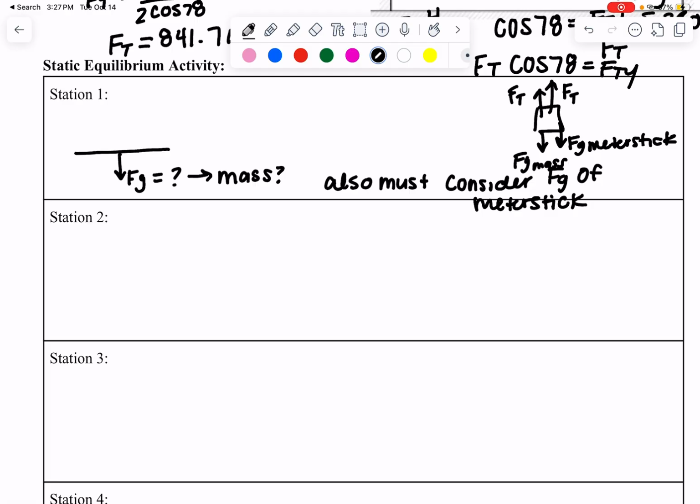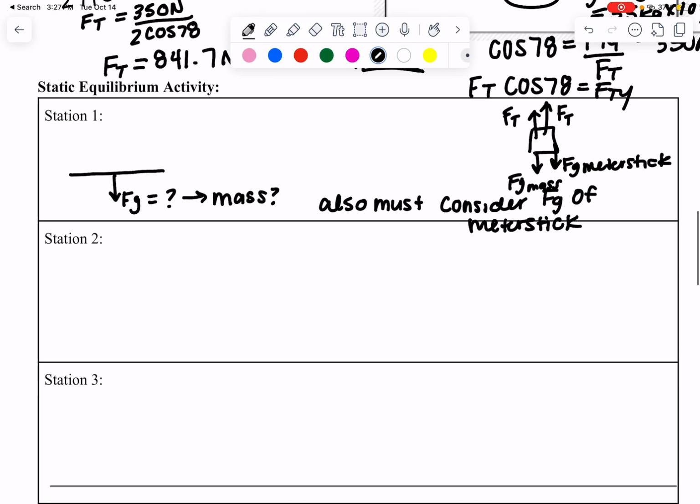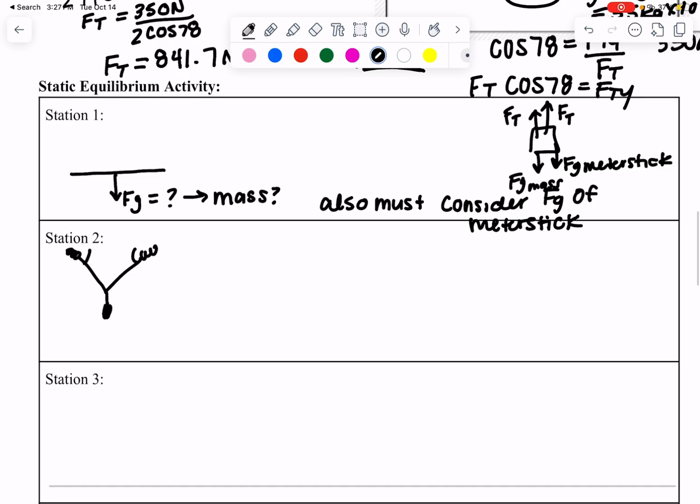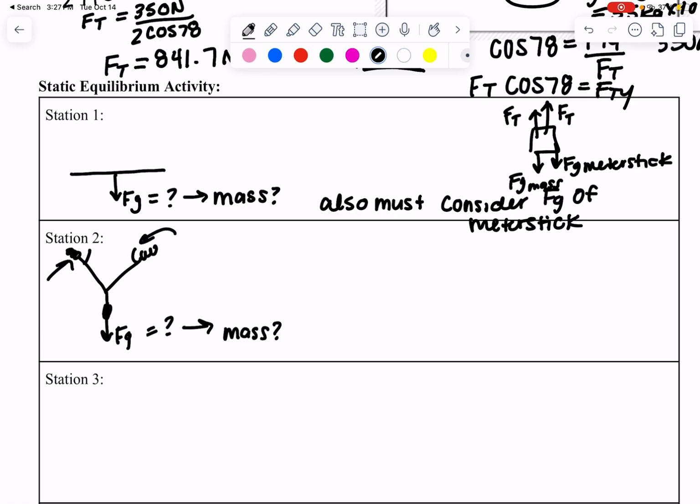The second station, it has an angle, and it kind of looks like this. There's the little mass that hangs right there, and then you got your spring scales on the side like that. And you've got angles written in here. With that, you've got FG that acts down, and you're trying to figure out from that what the mass is. So you're going to have to use the tension readings that are in these spring scales to try to figure out what that FG will be.